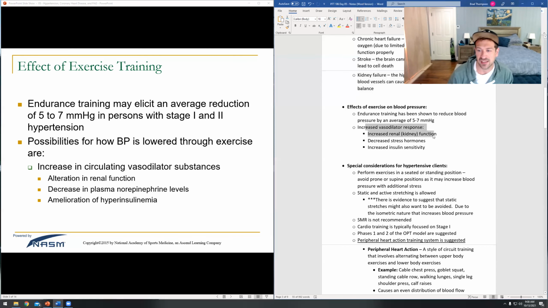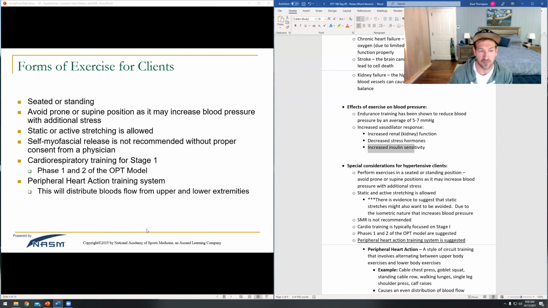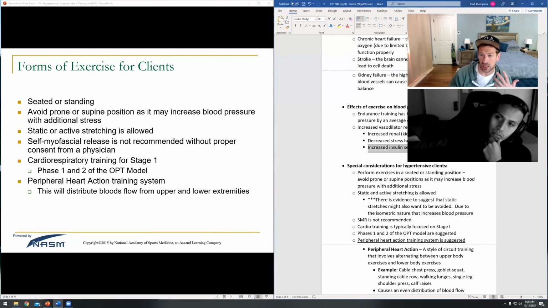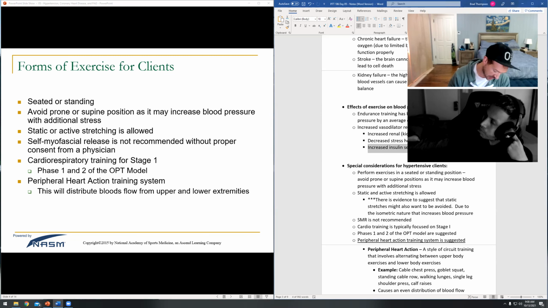So we know that that's going to give us increased kidney function. That's going to decrease our stress hormones by burning up those hormones and using them. And then we're also going to increase our insulin sensitivity. Remember, we talked about how if there's a lot of sugar inside your blood, that's also going to raise your pressure in some capacities, right? There's just more stuff in the system.